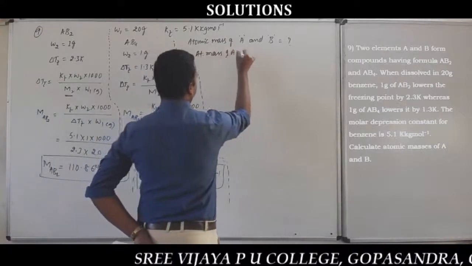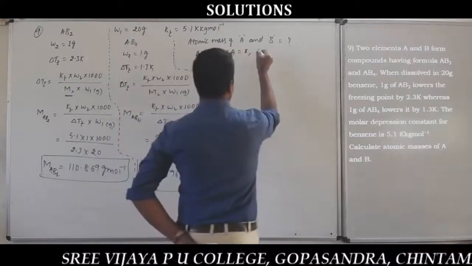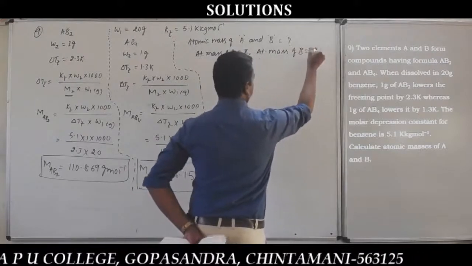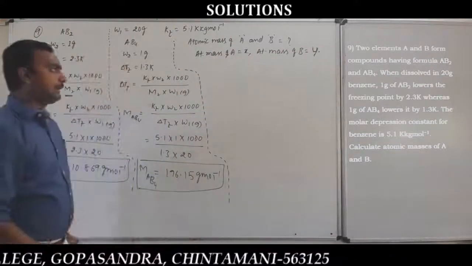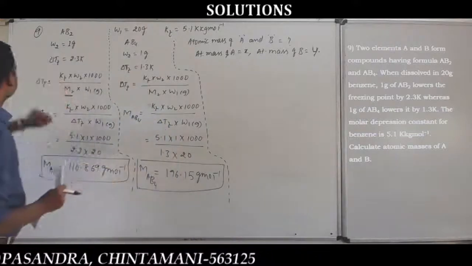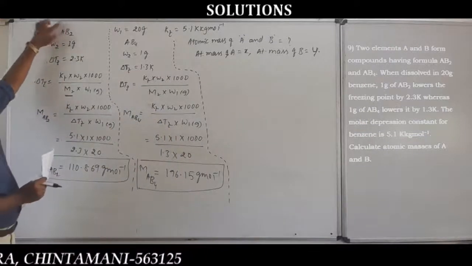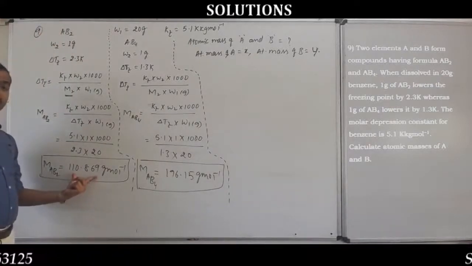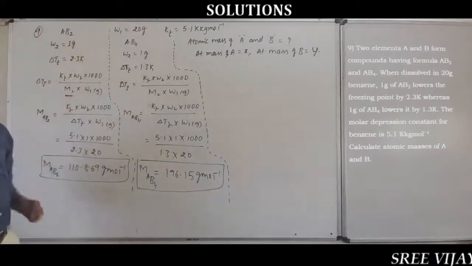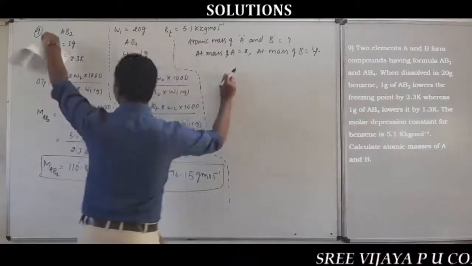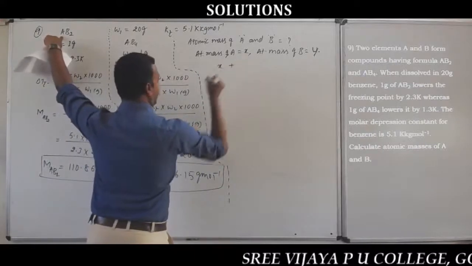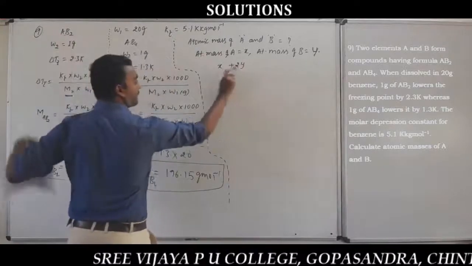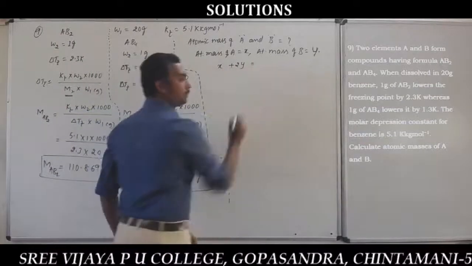Let the atomic mass of A be x and the atomic mass of B be y. So for AB2, the molar mass is 110.869. The molar mass is the sum of the atomic masses of A and B. So for AB2, the atomic mass of A, that is x, plus the atomic mass of B, that is y, twice. So the sum of the atomic masses of A and B is equal to its molar mass.